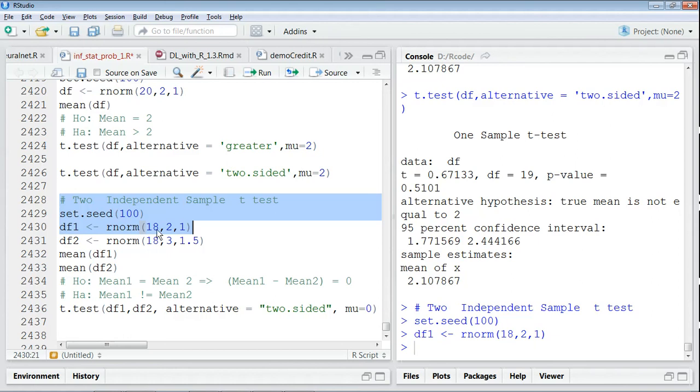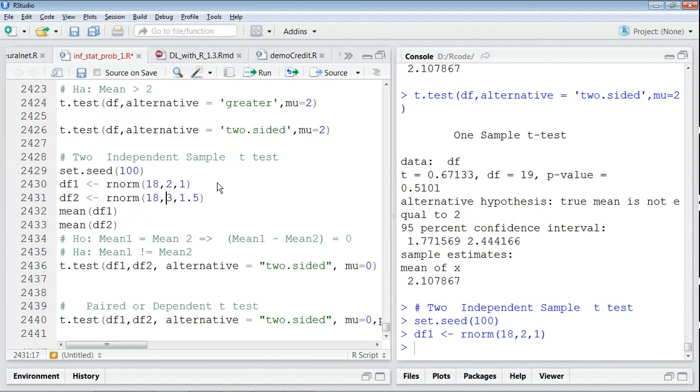These 18 data points are being sampled from a normal distribution with a mean of 2 and a standard deviation of 1. Similarly, for the second vector df2, we are sampling 18 points which come from a population with a mean of 3 and standard deviation of 1.5. Let's go ahead and execute these commands and get our two samples.